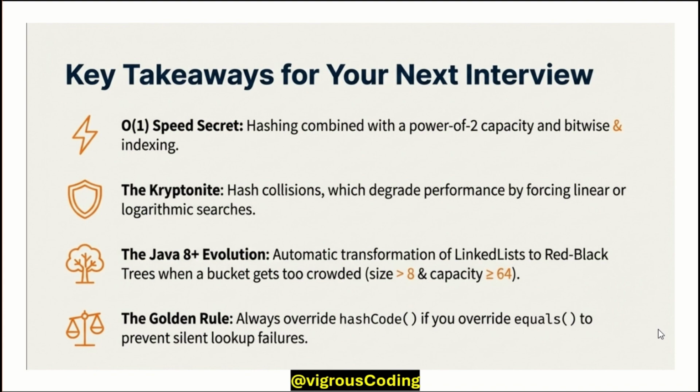Let's summarize for interviews. HashMap takes O(1) on average time complexity. In the worst case, it takes O(n), but after Java 8, it improved to O(log n). Capacity is a power of two. equals and hashCode both need to be overridden. They need to maintain a contract.